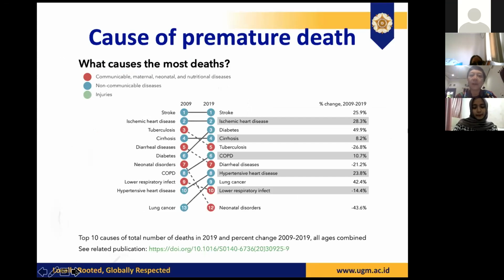This is the cause of premature death in Indonesia based on the World Metric. This is the difference between 2009 and 2019. Stroke is still number 1, and ischemic heart disease is also still number 2. But diabetes is increasing, from number 6 to number 3.